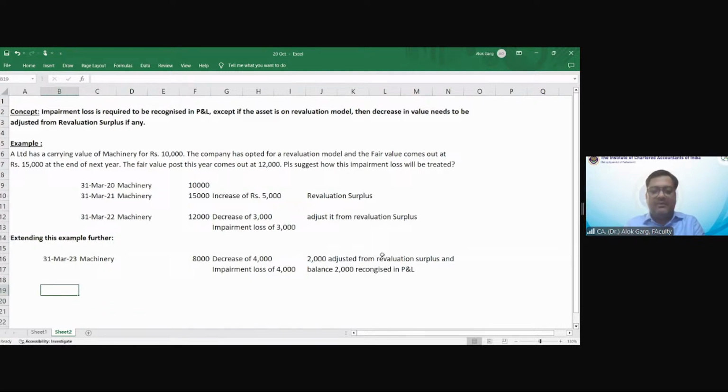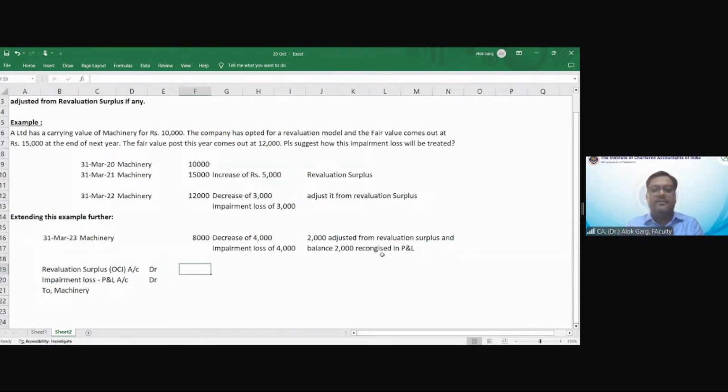Revaluation surplus, OCI account, debit. Impairment loss, P&L account, debit. To what? To machinery, credit. Revaluation surplus 2,000, P&L 2,000, machinery 4,000.